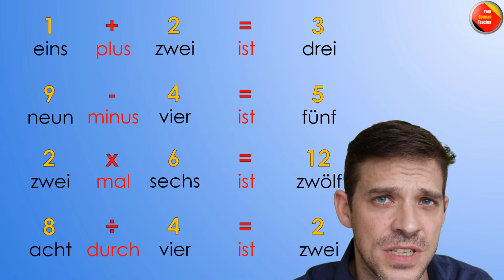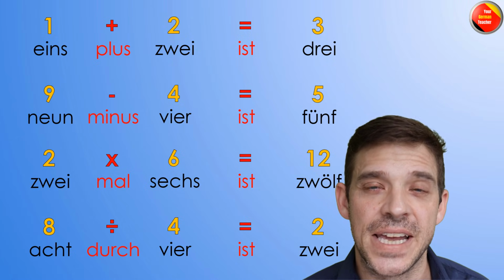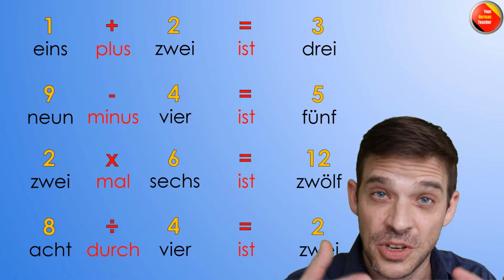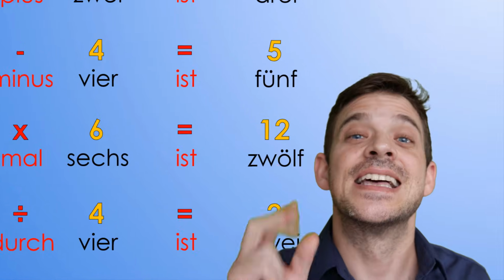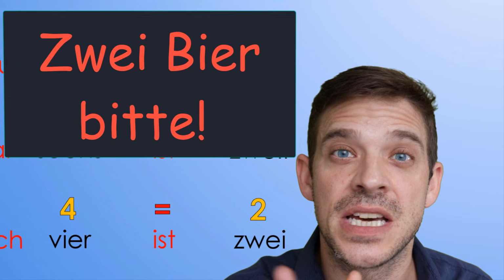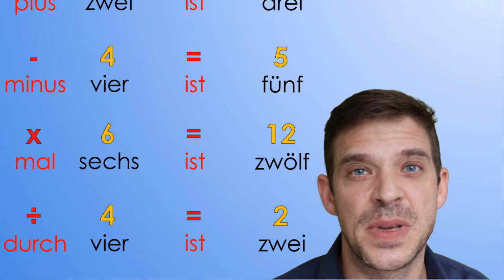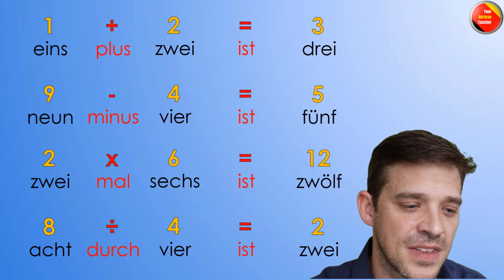Alright, that was it. Almost. Now I have to tell you how to order beer, right? So we go in the bar, you go to the bartender and tell 2 Bier bitte. Or you can also say 20 Bier bitte if you're really thirsty.